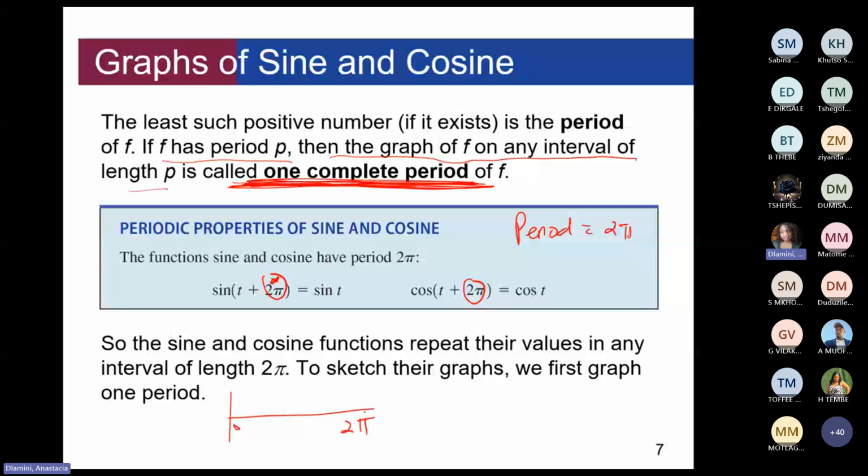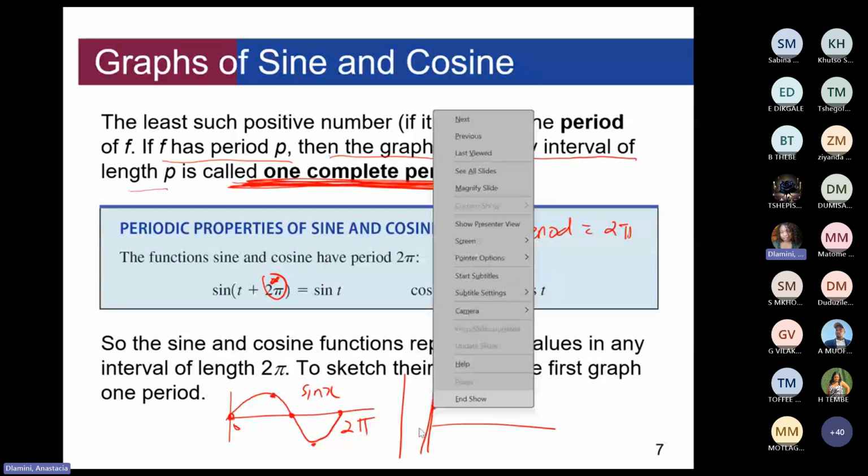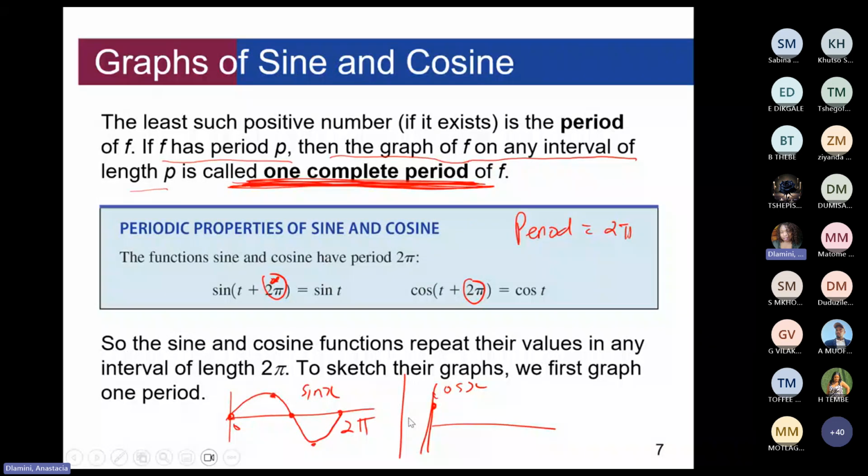Now for the cos graph, so this is sine of x. For cos of x, this is one complete period where it starts here, comes here, comes here, comes here, and comes here. It's like a parabola like this. We call it one complete period because it has one period here, 2 pi. Are we all together there? Yes, ma'am.